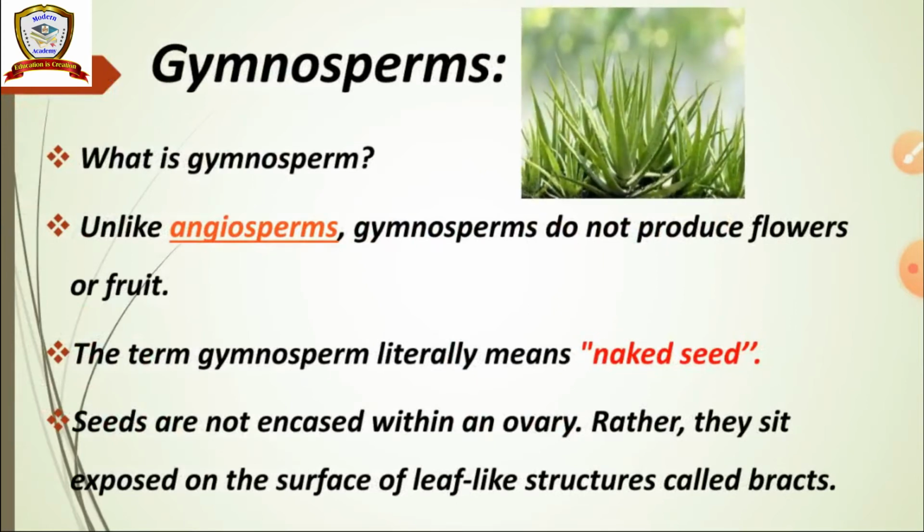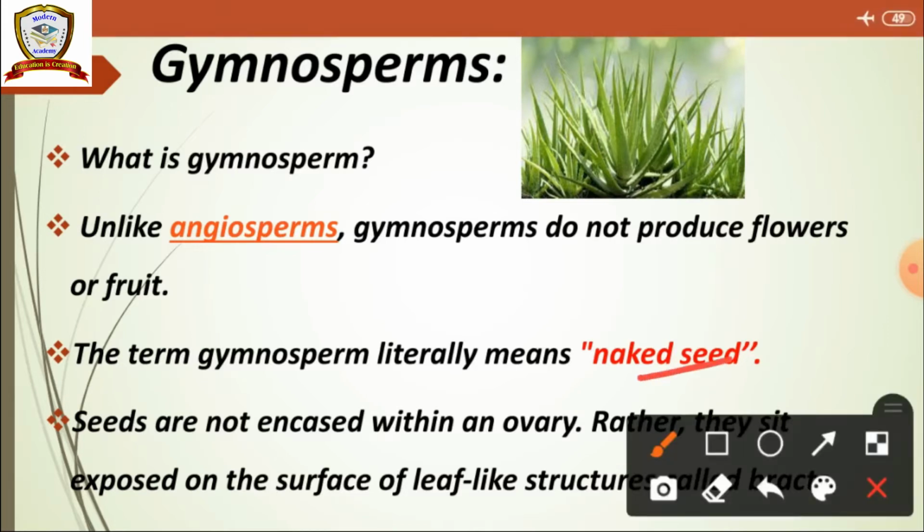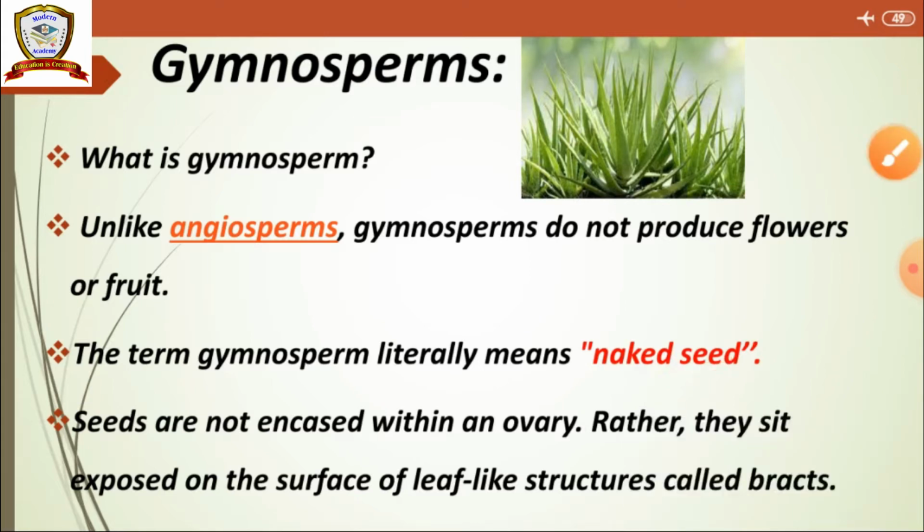Gymnosperms. What is a gymnosperm? Unlike angiosperms, gymnosperms do not produce flowers or fruit. The term gymnosperm literally means naked seed. Seeds are not encased within an ovary. Rather, they sit exposed on the surface of a leaf structure called bracts.